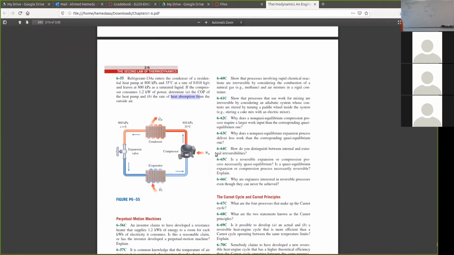So what happened? He gave you W dot net in. If I have efficiency, for example, or COP, I can get Q high. But unfortunately, he did not give you anything else. But he gave the state before and the state after. What should I do if I have a state before and after? I use the first law of thermodynamics for an open system to get the Q high. So let's go back here.